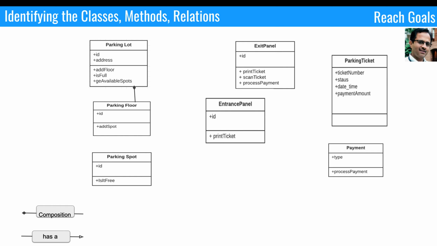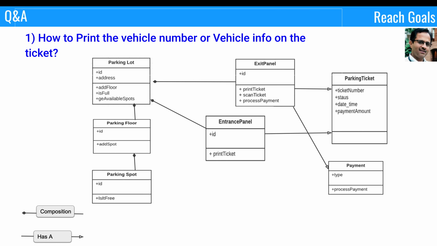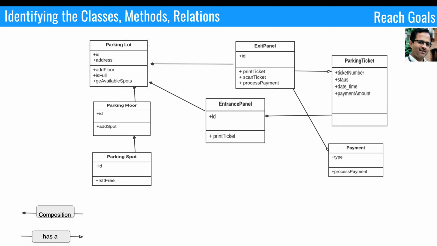If you want to establish a relation, there is a relation between parking floor and the parking lot. There is a relation between parking spot and the parking floor. You have a relation between exit panel and the parking lot. Then there is entrance panel which is related to the parking lot. And you also have a relation between exit panel and the parking ticket. The entrance panel in turn has a relation with the parking ticket. Finally, you have an exit panel which is related to the payment. And you can also see the difference between the composition and the has relation in the diagram as well.